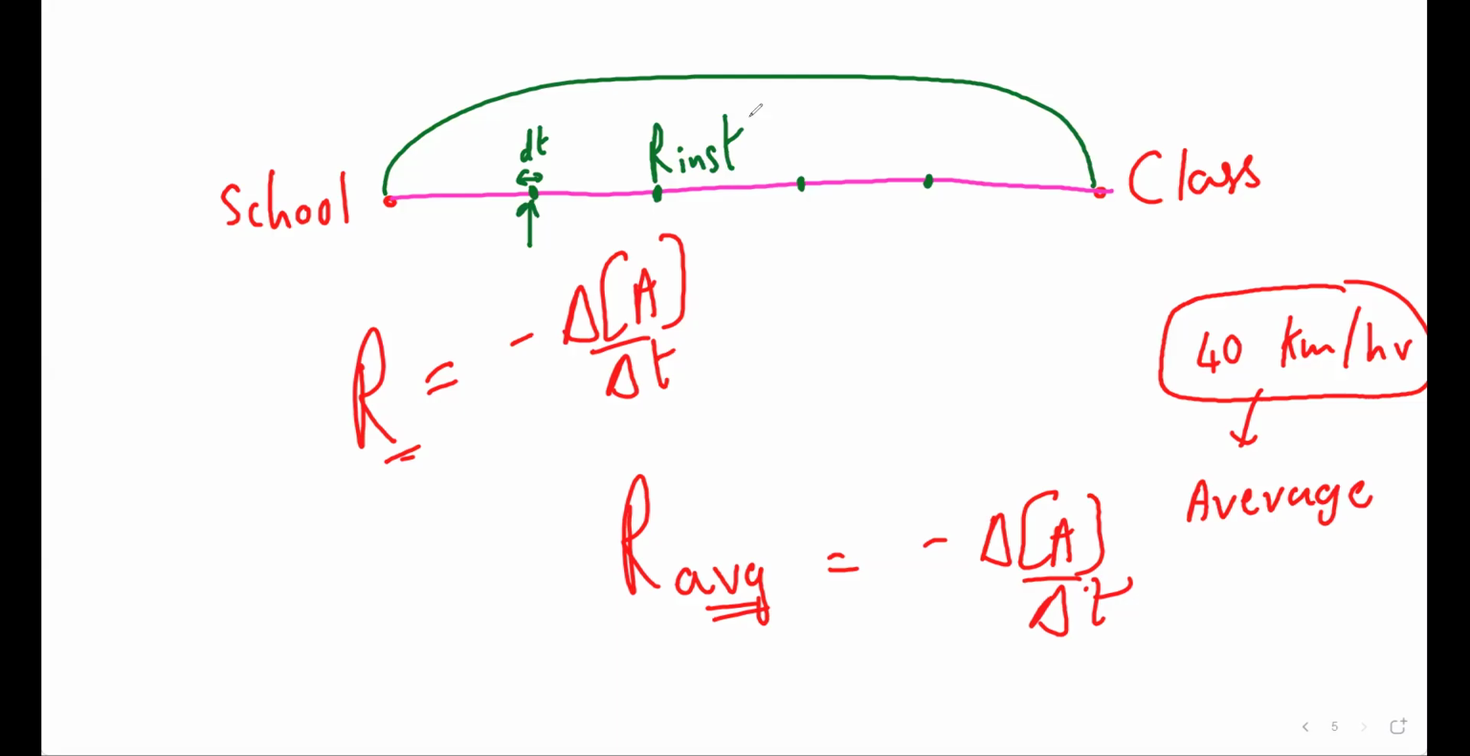Now suppose you come from your home to class. With instantaneous, I'll get the exact information at each and every point: what was your speed? So which speed should we prefer? Which speed gives you the exact information, instantaneous or average? Instantaneous. So instantaneous is preferred over average. Now, look here. Define an instantaneous rate of reaction.